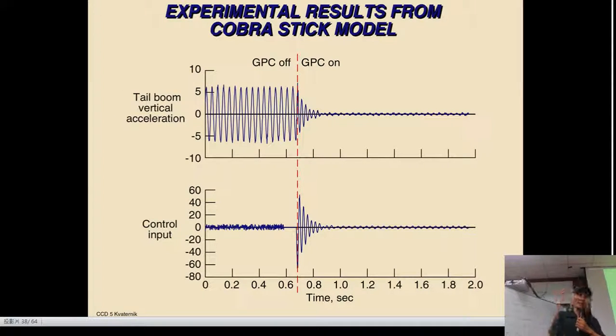So all the less than 1 second means you have to do the system ID, and you have to do the controller design. Two steps, right? Okay, so those are the Coppola model, and this is real data. This is not simulation data.